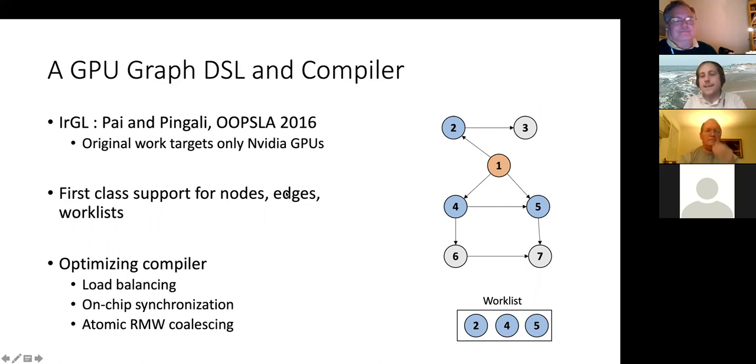So this DSL is actually pretty simple. You basically just have types for nodes and edges, and you have types for work lists, because typically in graph applications, you put nodes on a work list and then you examine those nodes in parallel. Now, the optimizing compiler has features that can do load balancing, it can do on-chip synchronization, and it can do atomic read, modify, write coalescing. And I'm going to briefly talk about those right now.